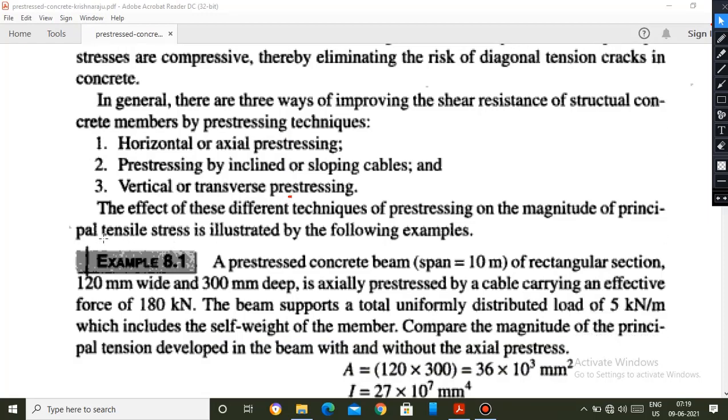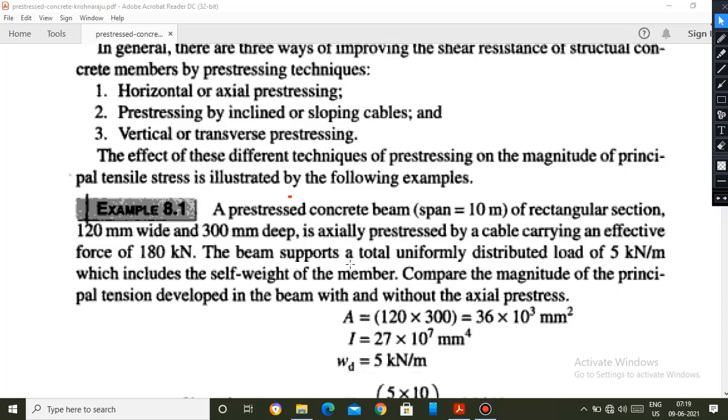The effect of these different techniques of pre-stressing on the magnitude of the principal tangential stress is illustrated by the following examples. If you consider any beam while applying the load, because of the direct load and the pre-stressing force, how much shearing stress is generated in the pre-stressed concrete member, we will discuss now using one simple basic problem.